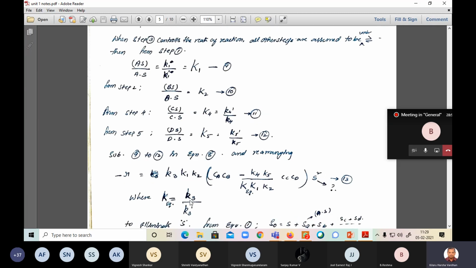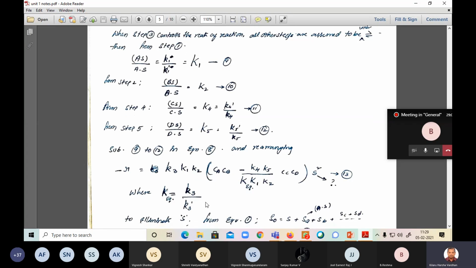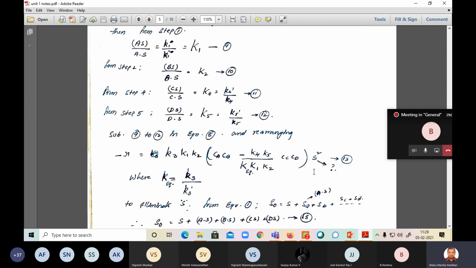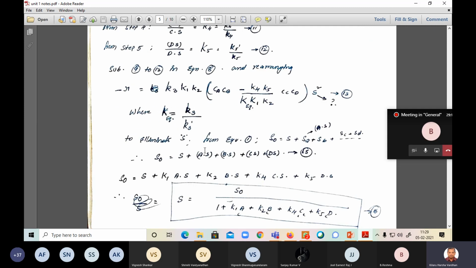Here the equilibrium constant is nothing but K3 by K3 star, because you get K3, K3 star. So let us put some other capital letter. Now we have to eliminate this S square. S square is nothing but the active site concentration. How to eliminate this S square? It can be eliminated using the total site concentration. We know that S naught, the total site concentration, is S plus SA plus SB like that.